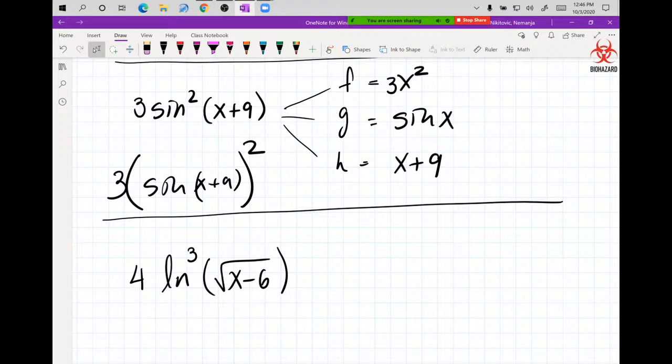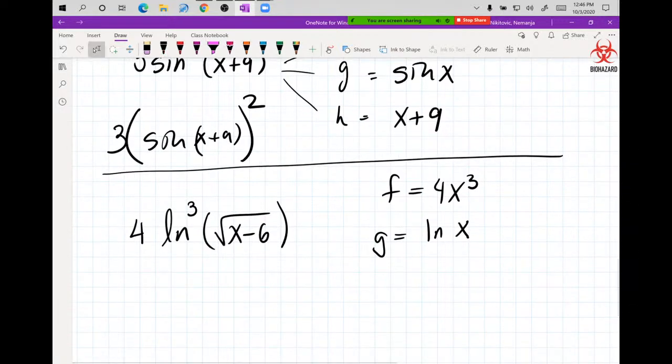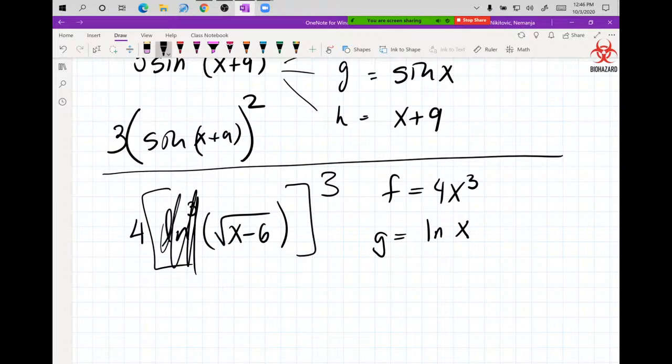So is it 4x cubed for 1? Yes. Then the natural log of x squared? Oh, x to the 1/2? Nope. Just ln, right? Oh, okay. And then x minus 6. Because this cube will come out right there, right? And then when you peel off ln, then you have a square root. Gotcha. And then r of x.